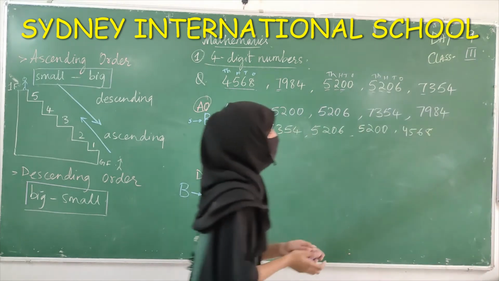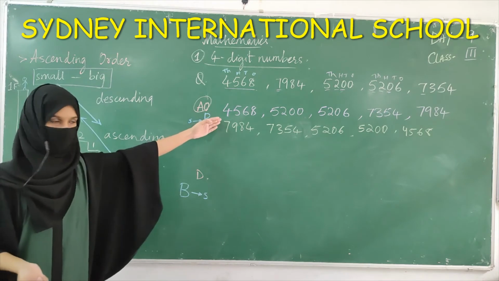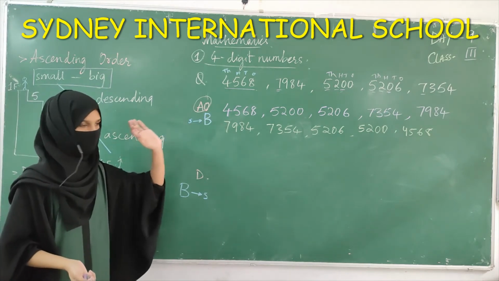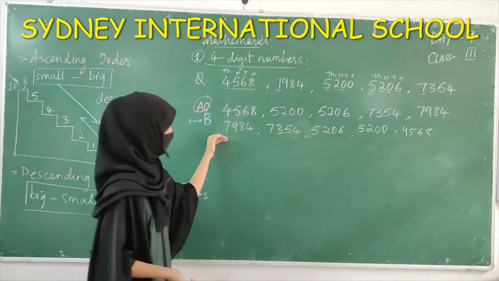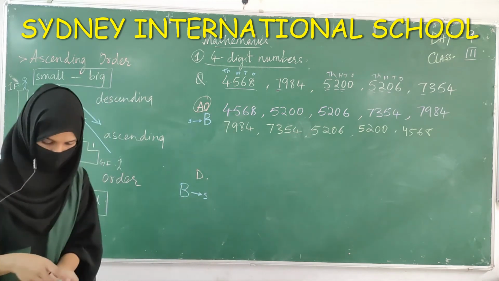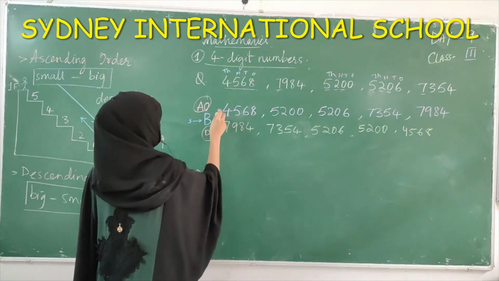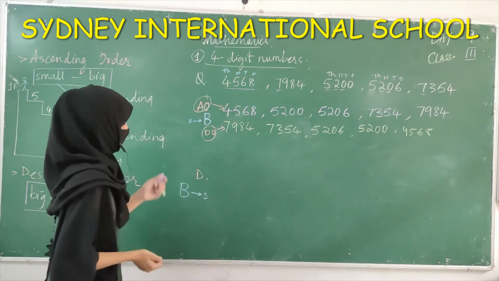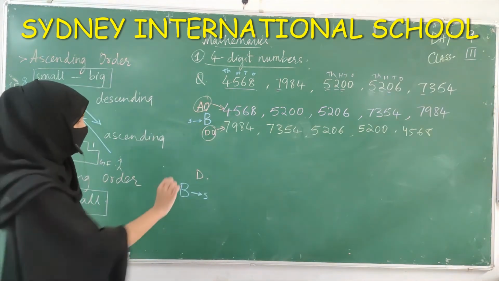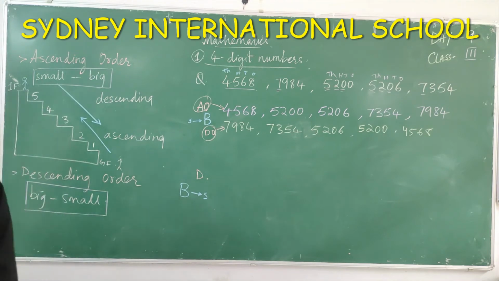Like that. Because we already solved this, I am giving this answer directly. From big to small we are writing. Here we wrote ascending order. Here we are writing descending order. This is descending order. This one is ascending order. Now to explain only descending order, I'll take another example for you to be clear. Okay.